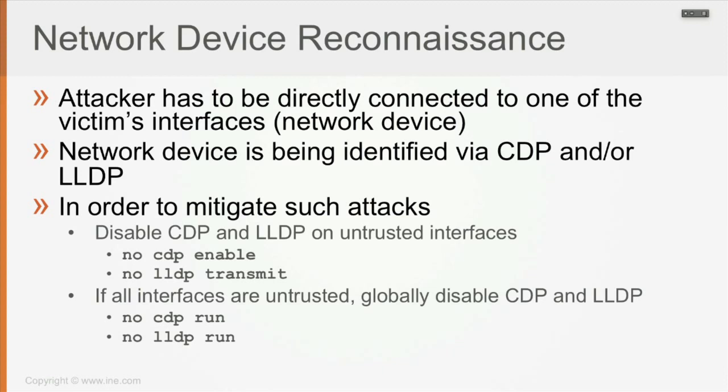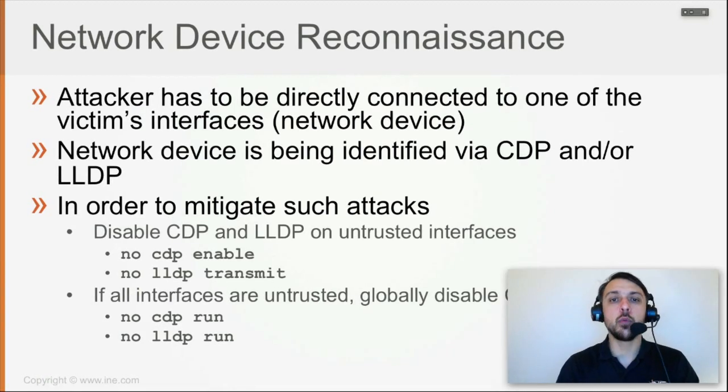Otherwise, if you don't want to do it per interface, because maybe all of your interfaces are untrusted, connected to devices which don't belong to you, then you globally say no cdp run or no lldp run. Let's define what's an untrusted interface. A trusted interface, from my point of view, is a link between network devices which belong to you as an organization. But links towards the users are not trusted links.